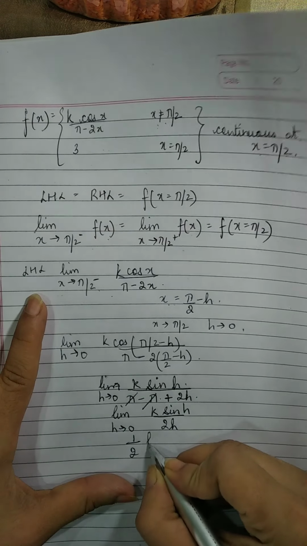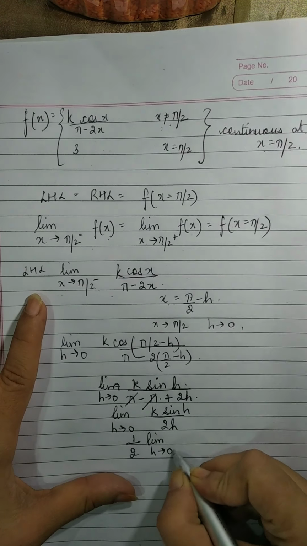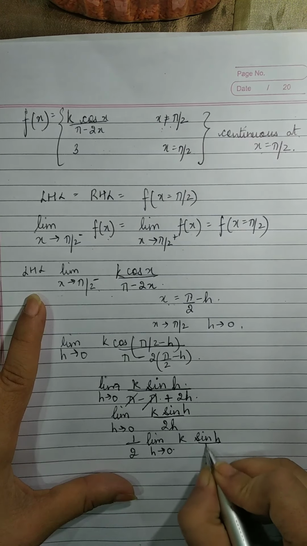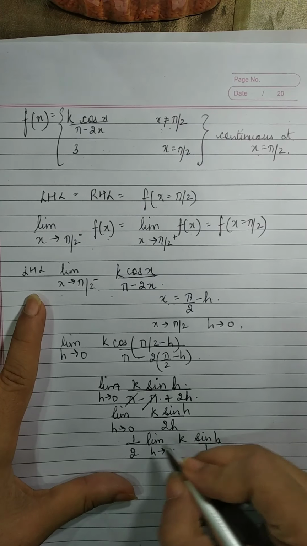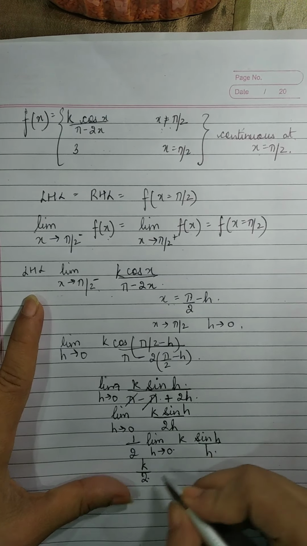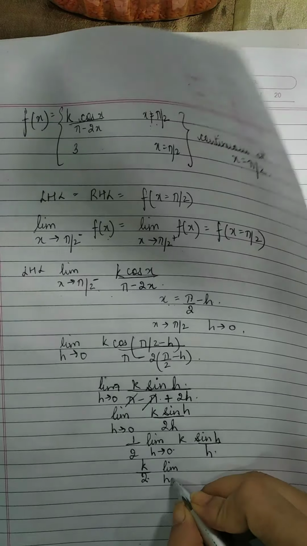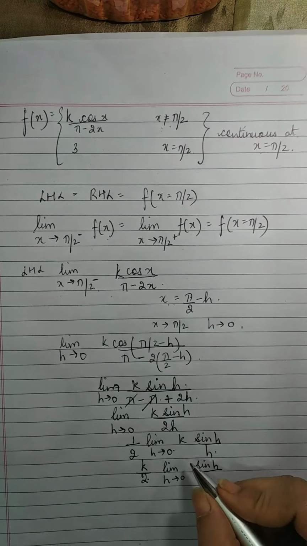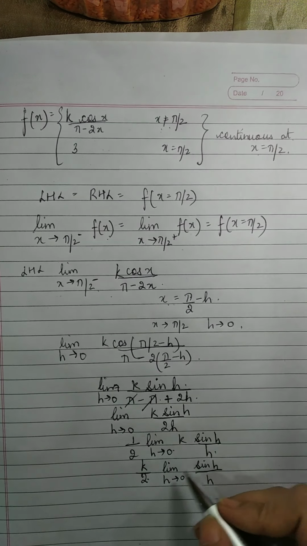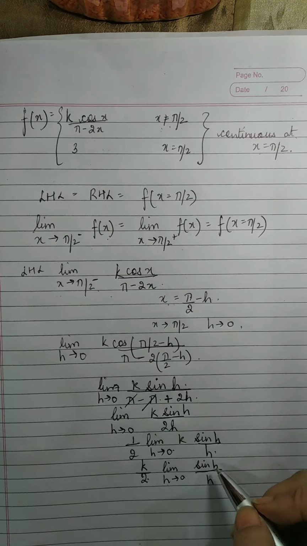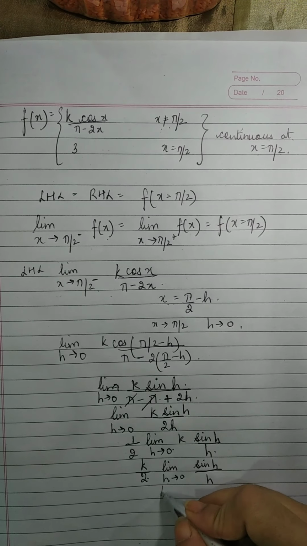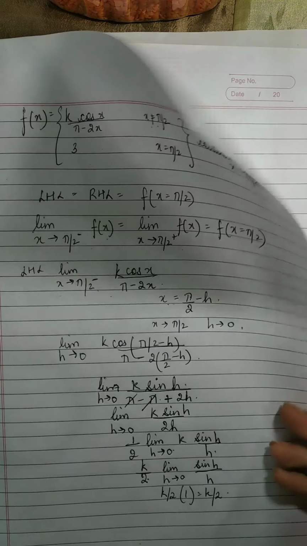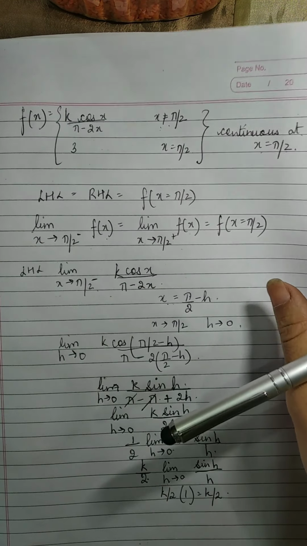Okay, so we have this and this gets cancelled, right? So the final expression is limit h tends to 0, k sin h upon 2h. Taking 1 by 2 outside, we have limit h tends to 0, k sin of h upon h. Since k is constant, we can also take this k outside, so it's k by 2 limit h tends to 0, sin of h upon h. And we have done this particular identity earlier, that when limit x tends to 0, sin x upon x is always equal to 1. So our final result is k by 2 into 1, which is k by 2. So that is our left hand limit, right?